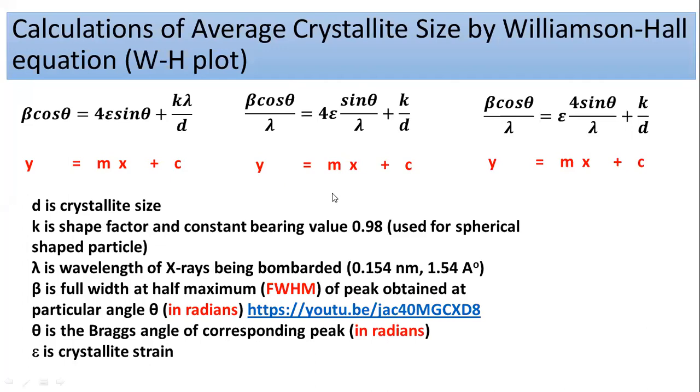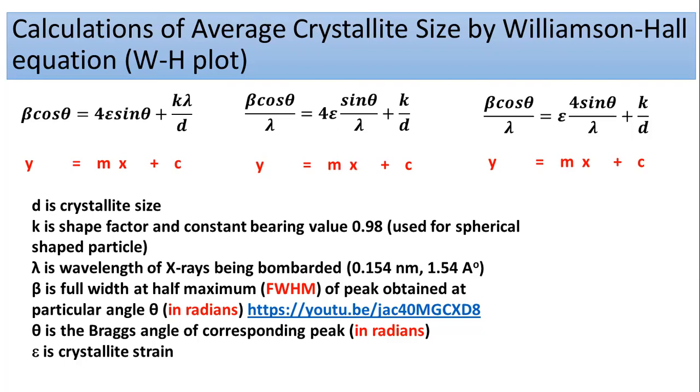So in today's lecture, I am going to teach you the calculation of average crystallite size by the Williamson-Hall equation. And this is again a very important equation, and the importance of the X-ray data or the pattern to use for the calculation of the average crystallite size. And again, this is important for nanomaterials because we are going to use this technique and the equation to calculate the average crystallite size.